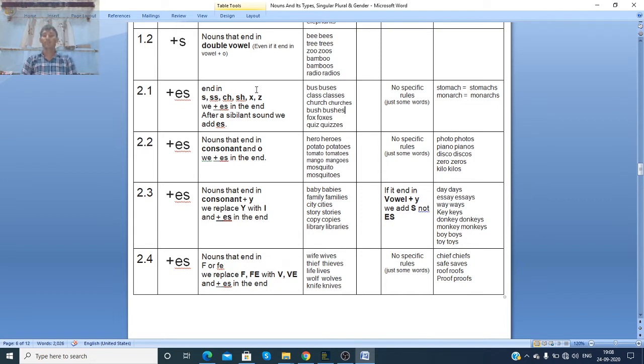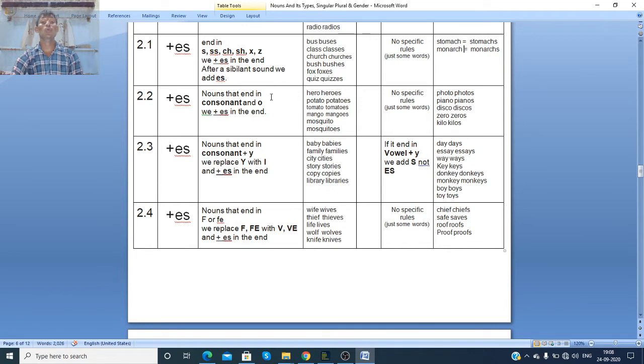And here are some exceptions to these nouns, like stomach, which ends in CH, but we add S, not ES, at the end of the word to make them plural. Like stomach will become stomachs, monarch will become monarchs.